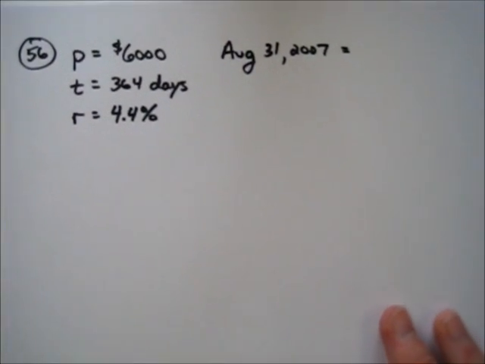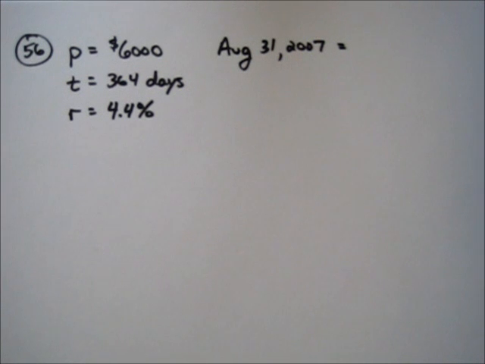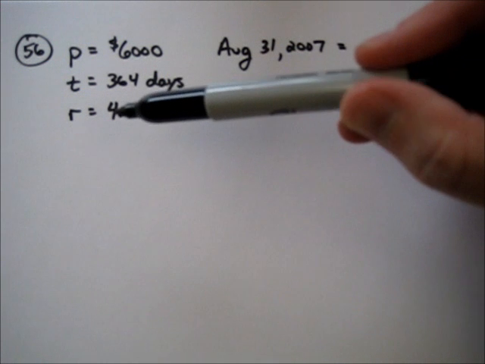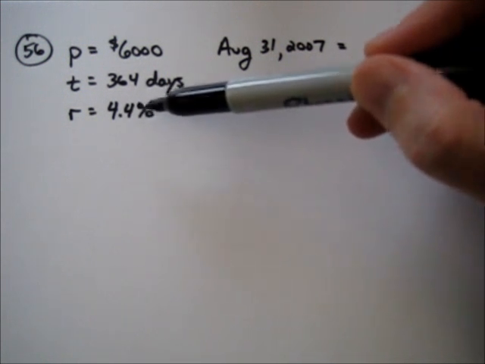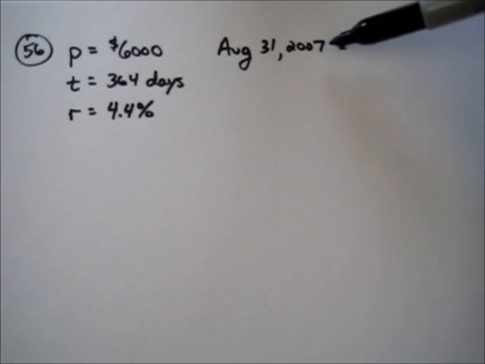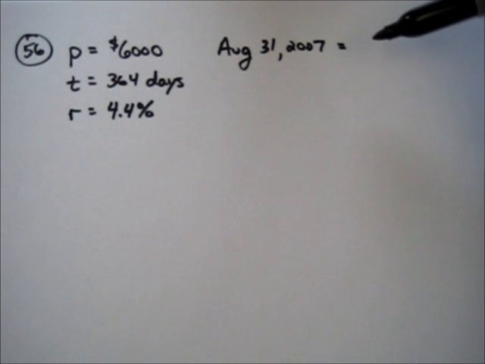Okay, lastly in this section, we're going to look at problem 56 on page 667. It states that on August 31st, 2007, Trinity Lopez purchased a 364-day $6,000 U.S. Treasury bill at a 4.4% discount. So our principal is $6,000, the time is 364 days, the rate is 4.4%, and I've got this date of August 31st, 2007. The first question we're asked is, what is the date of maturity of the Treasury bill, given that 2008 is a leap year?